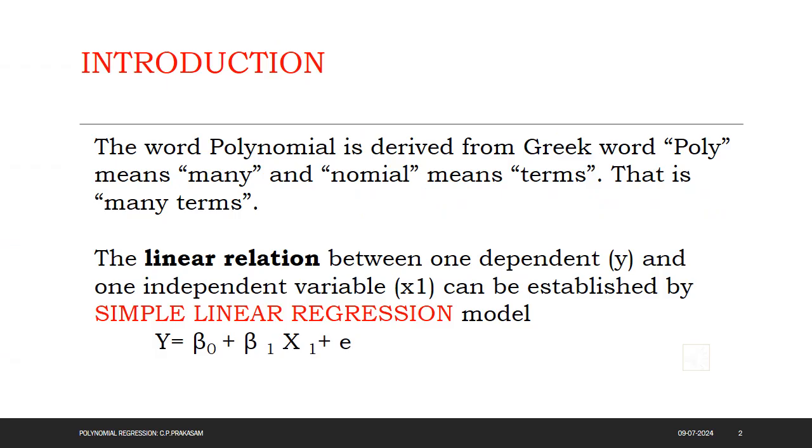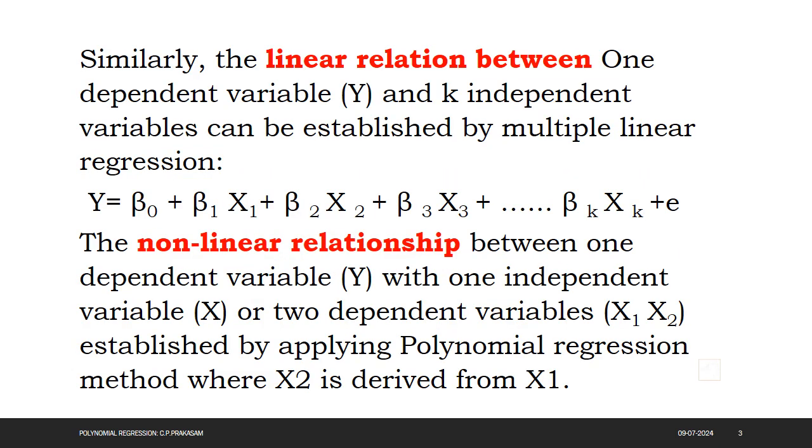The word polynomial is derived from a Greek word, poly, meaning many, and nominal meaning terms, that is, many terms. The linear relation between one dependent variable y and one independent variable x1 can be established by a simple linear regression, that is, y equals b0 plus b1 x1 plus error term e.